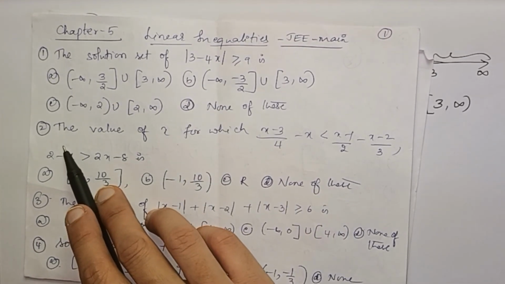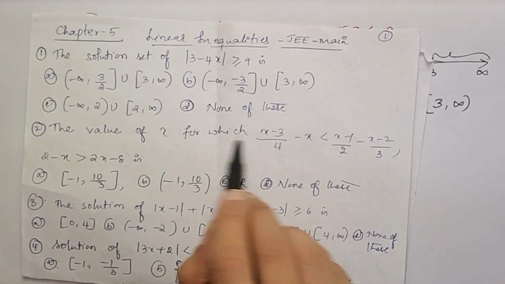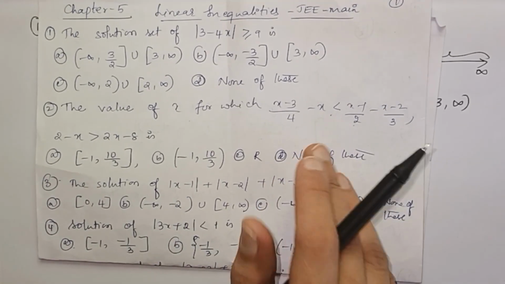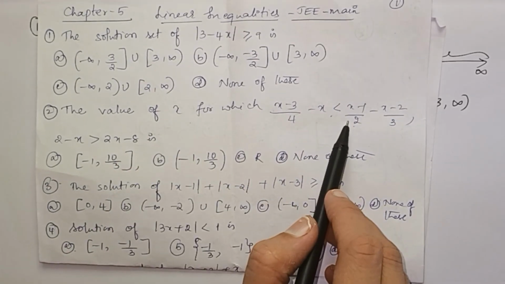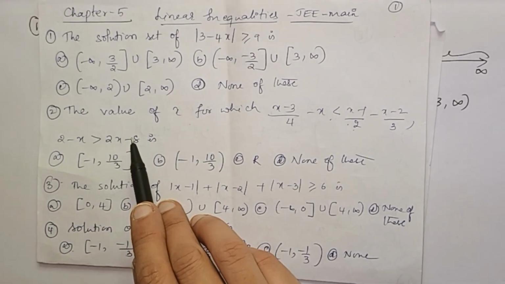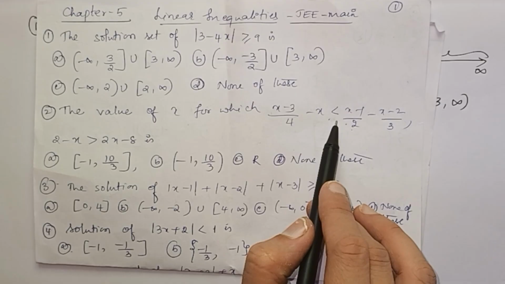See the second question, the value of x for which this inequality. There are two inequalities. This is called a system of inequalities. You have to solve a system of inequalities. System of inequalities means first solve this inequality, get its solution, then solve this inequality, get its solution. The common solution becomes the solution of the system of inequalities.